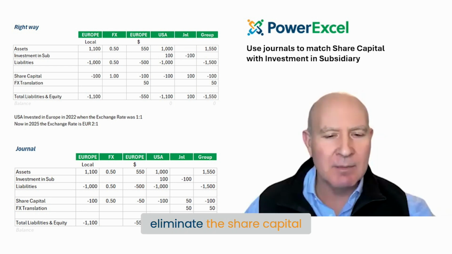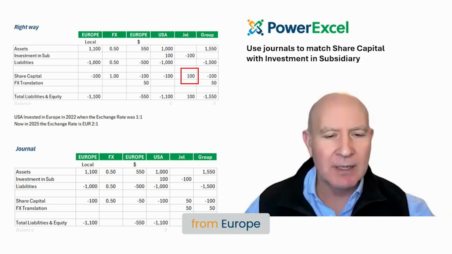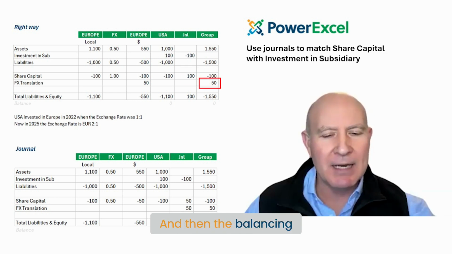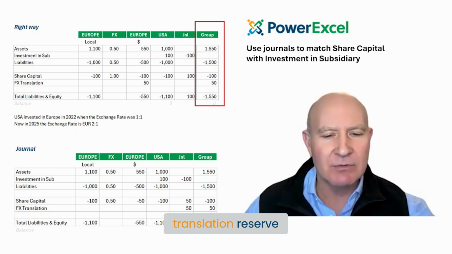And we need to eliminate the share capital from Europe. Because we've kept that historic exchange rate, it's very nice and simple. Then the balancing number is the FX translation reserve. And you can see that's our group balance sheet.